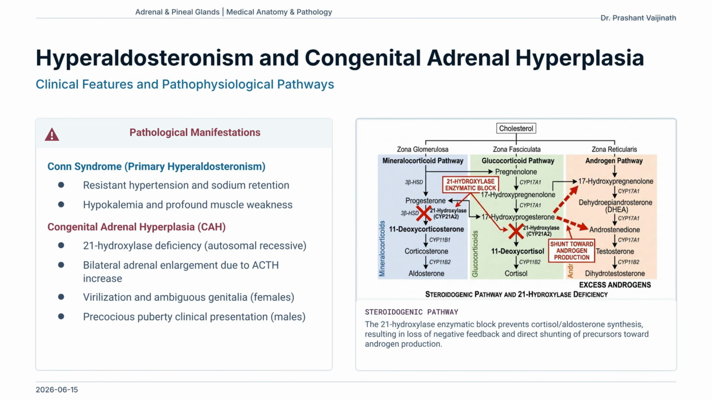Conn syndrome, or primary hyperaldosteronism, features resistant hypertension, sodium retention, hypokalemia, and muscle weakness.